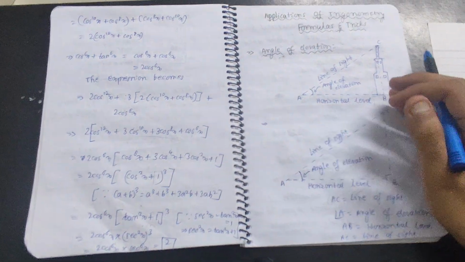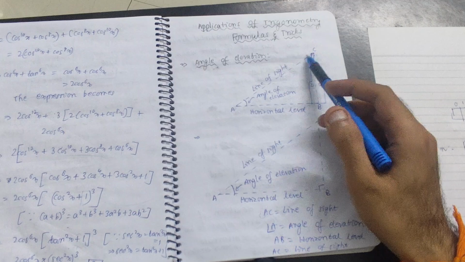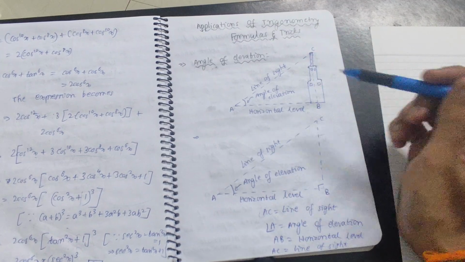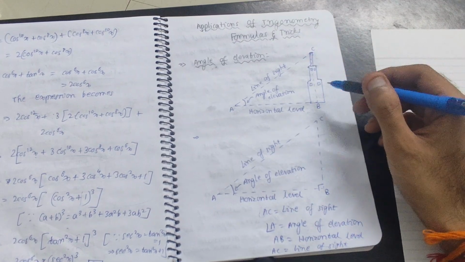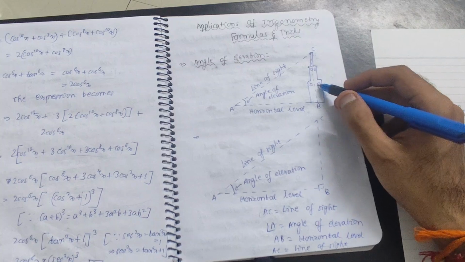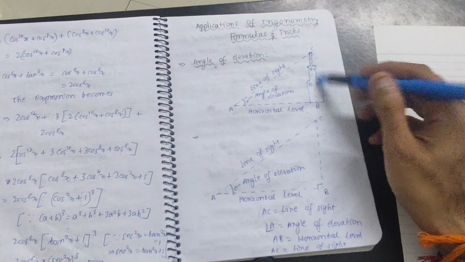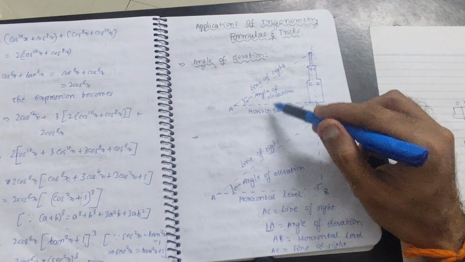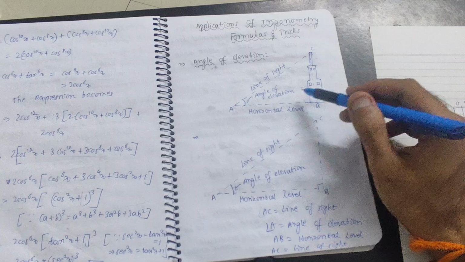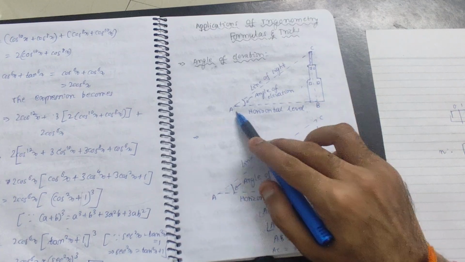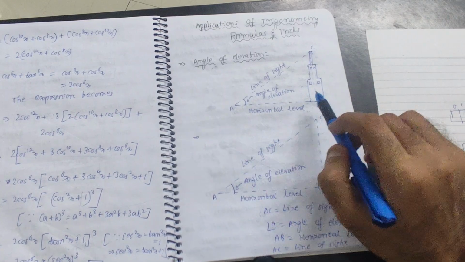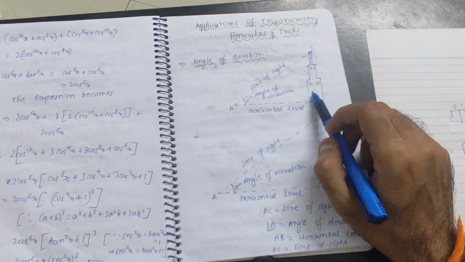Now let's see application of trigonometry. This is actually a very simple topic. In application of trigonometry, we have this building. In this building, we take horizontal level, line of sight, and angle of elevation. So what is horizontal level? Horizontal level is the distance between the observer and the point from where you see the building.